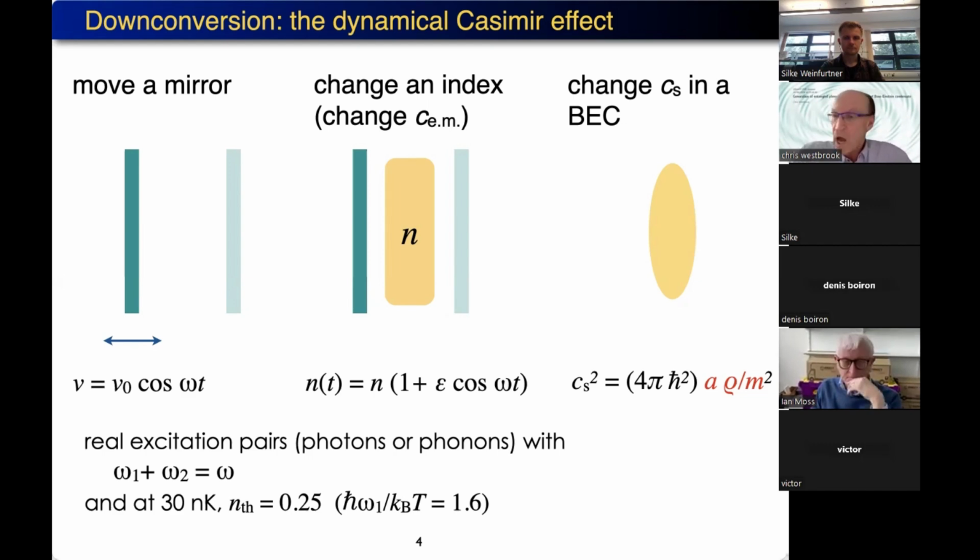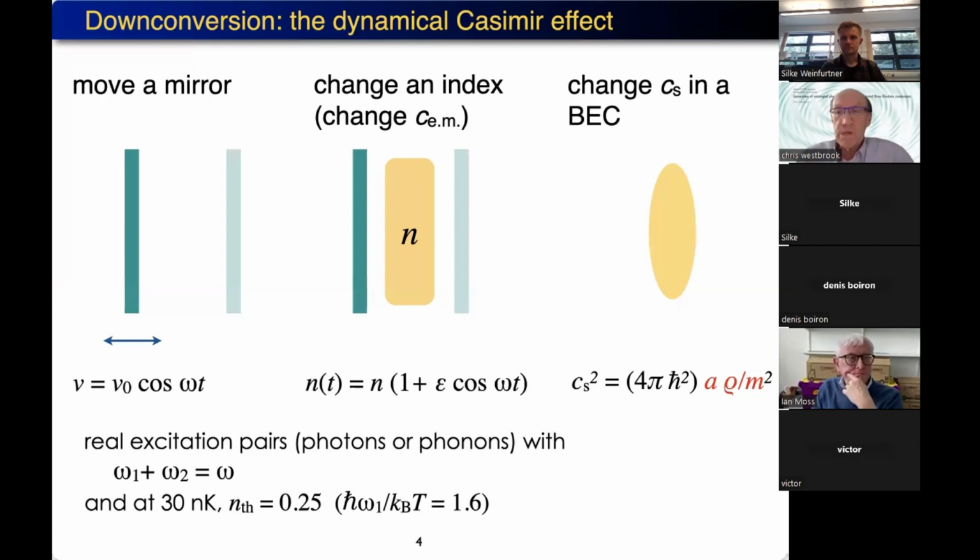It depends on a scattering length A, a density rho, and is inversely proportional to the square root of the mass of the particles. And all these things in red can in principle be modulated, in principle quite rapidly. The coefficient A by a Feshbach resonance, the density by somehow squeezing, changing the shape of the Bose-Einstein condensate. And that's what I'm going to be talking about.